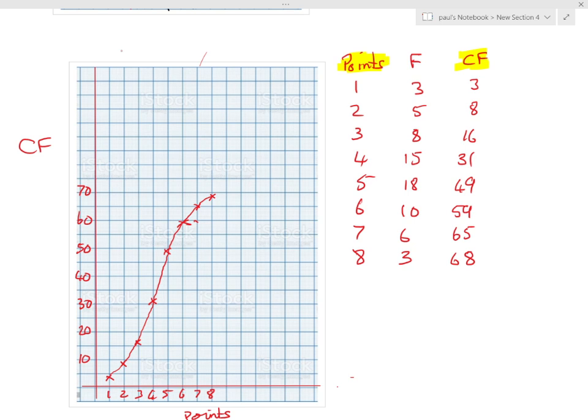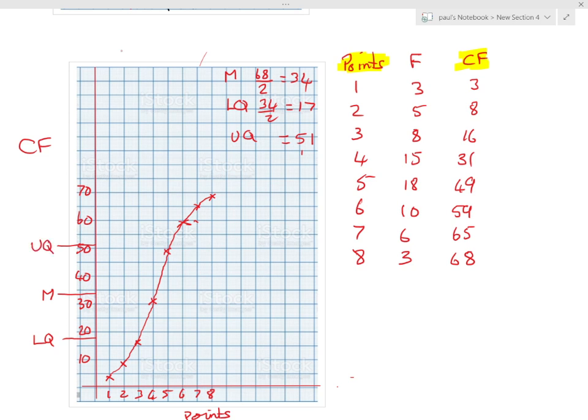So what can we do from this? We can work out the interquartile range. So we're going to work out the median, which is 68 divided by 2, which is 34. So let's mark 34 there for the median. The lower quartile is going to be 34 divided by 2, which is 17. So 17 is there, which is the lower quartile. And the upper quartile is going to be the sum of these two numbers. So that's 51. 51 is the upper quartile.